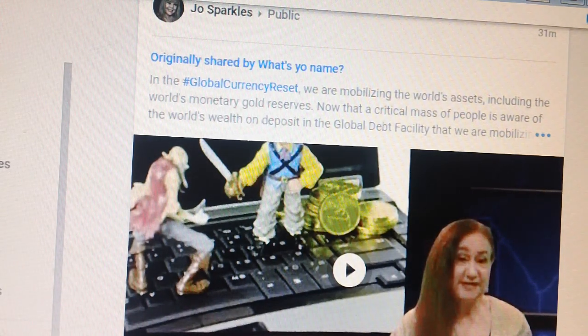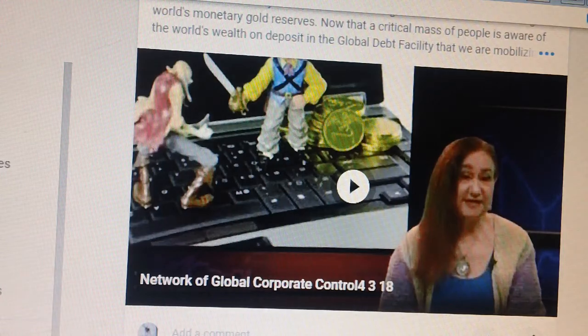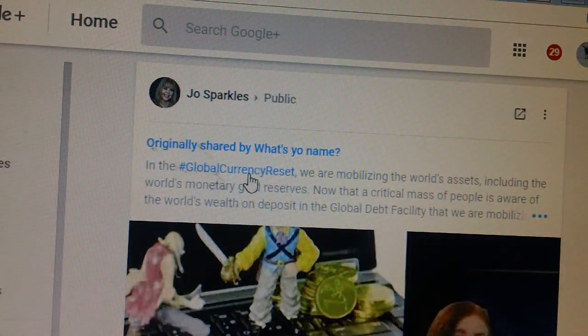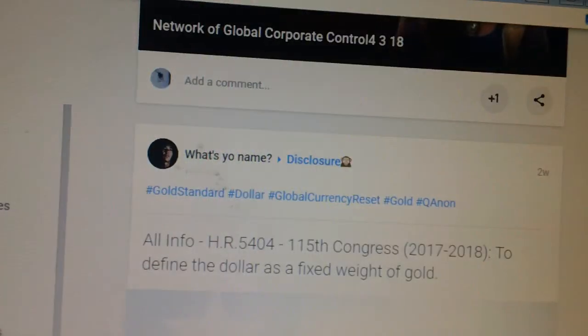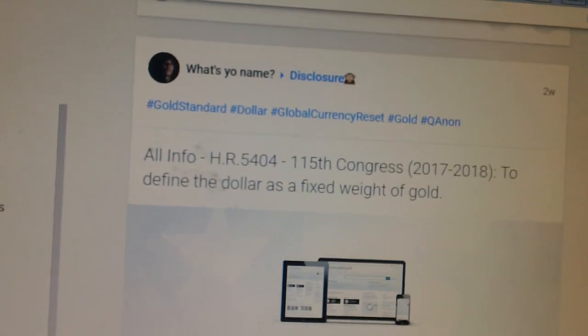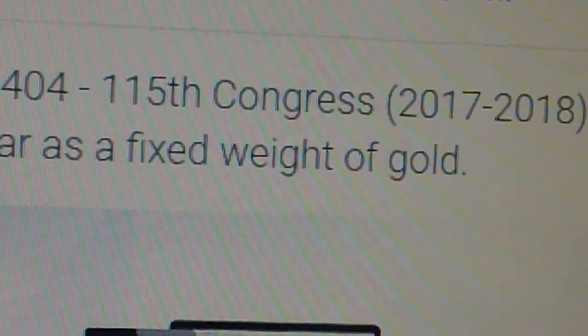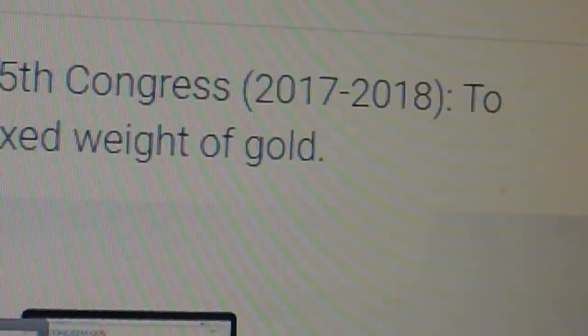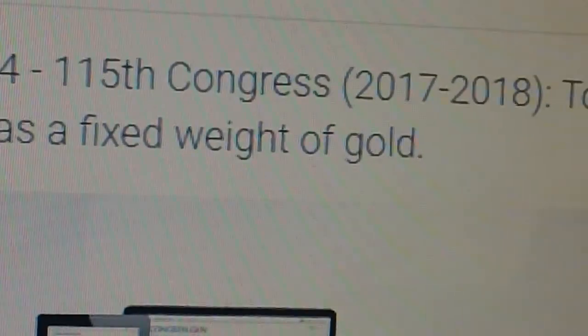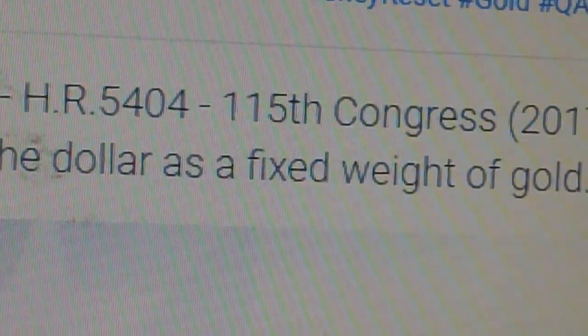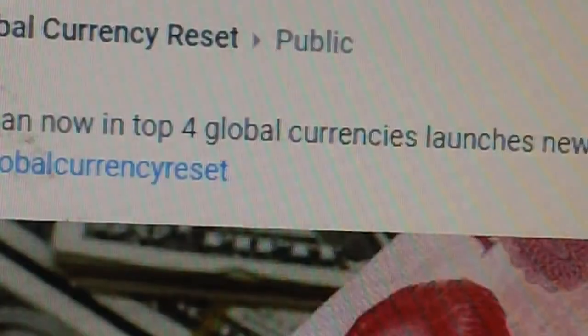Let's see. We are mobilizing the world assets, including the world monetary gold reserves, now that a critical mass of people is aware of the world's wealth on deposit at the global debt facility. We are mobilizing. Whoa. That didn't help. Well, then again, it brings you to this. HR 5404, 115th Congress, 2017, to define the dollar as a fixed weight of gold. I put that up the other day, or a week ago, who knows, I can't remember.